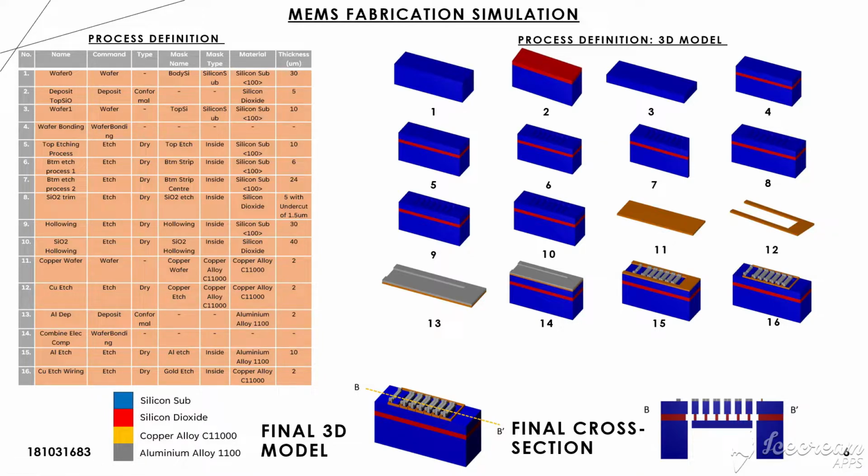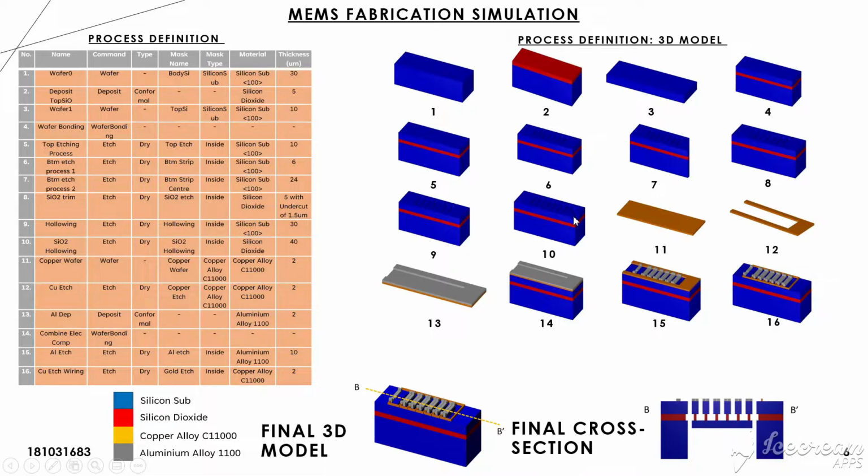For the process definition of this project, we consist of 16 different processes, and there are 2 processes that are dedicated to wafer bonding. The blue color is the silicon substrate, red color is the silicon dioxide, the yellow color is the copper alloy, and the gray color is the aluminum alloy. The first wafer bonding occurs between step 2 and 3 wafer, which produces a wafer at step 4 here, which is the SOI, silicon on insulator wafer.